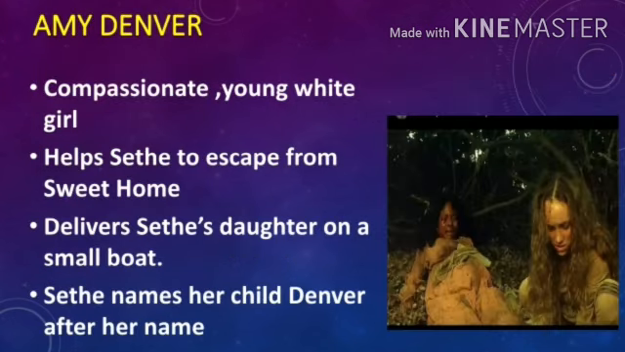The next character is Amy Denver. Amy Denver is a compassionate young white girl. When Sethe was pregnant with her 4th child, Amy Denver helped her to escape from Sweet Home. Amy saved Sethe's life, nurturing her back to health when Sethe's feet were bleeding badly from the travel. Amy delivered Sethe's daughter on a small boat, and Sethe names her 4th child Denver after her.